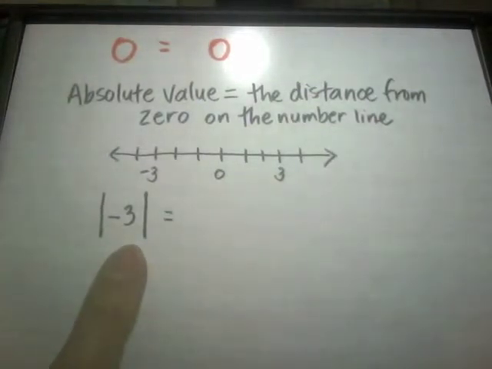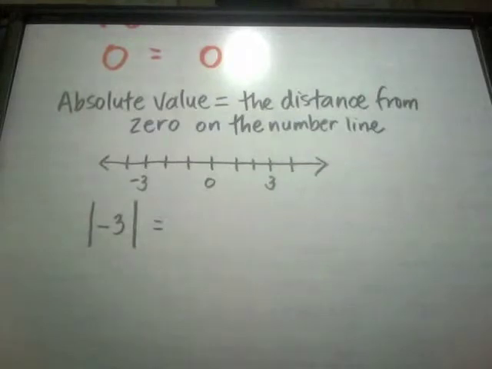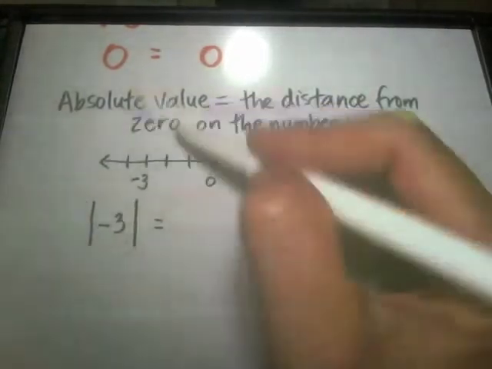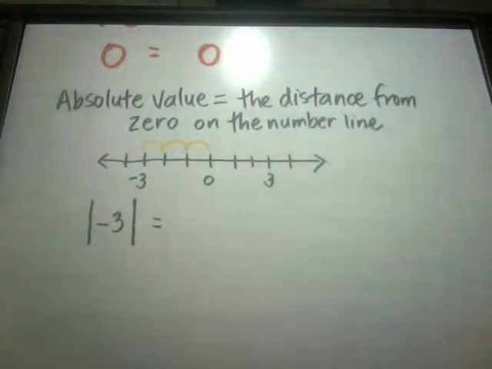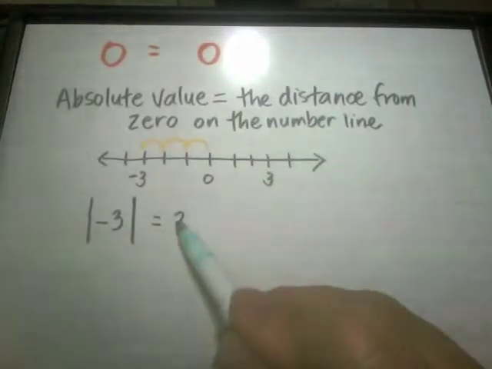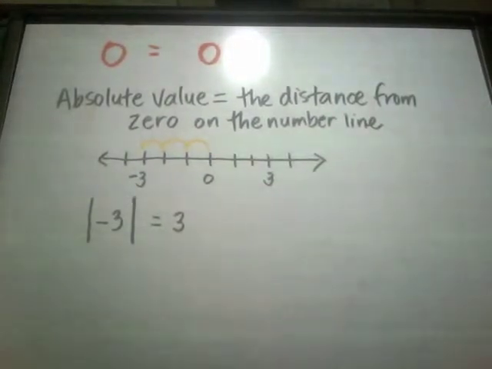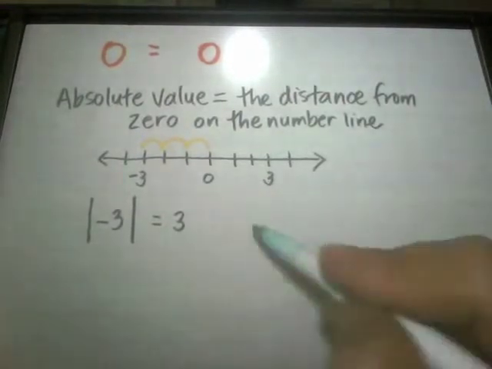The absolute value of -3 means how many spaces from 0 is it on the number line. So what is the absolute value of -3? Carissa? 3. Yes, it is 3 spaces. We don't care which direction it goes. Doesn't matter if it's going in the positive or the negative direction, it's 3 spaces away.